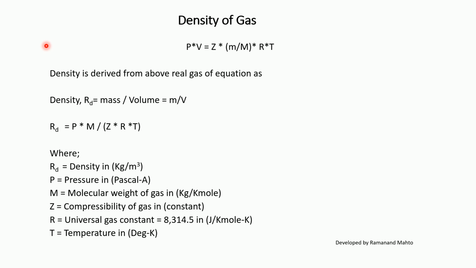Now, if you want to find out the density of the real gas, then P into V is equal to Z into small m upon capital M into R into T. So, density is derived from the above real gas equation, which is denoted as RD, is equal to mass upon volume, so small m upon V. So we can write RD is equal to P into M upon Z into R into T, where RD is density in kg per meter cube, P is pressure in Pascal absolute, M is molecular weight of gas in kg per kilomole, Z is compressibility factor of gas, a constant, R is universal gas constant, which is 8314.5 joule per kilomole per Kelvin, and T is temperature in degree Kelvin.